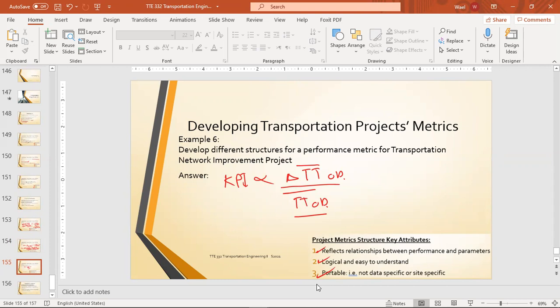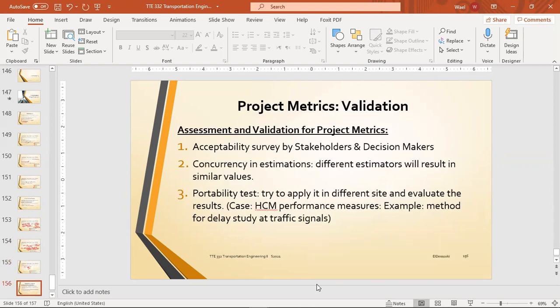But if we don't include the division by average travel time, then there is no point, it's just a value. So you cannot compare, for example, a network with another network. Clear? Okay. So now we move to the validation.